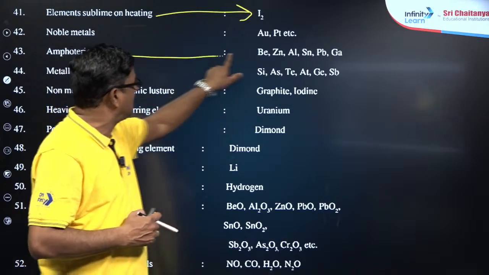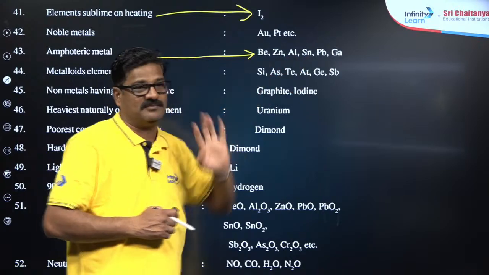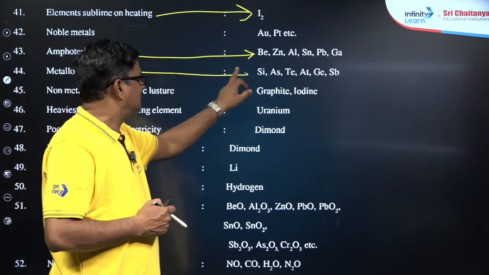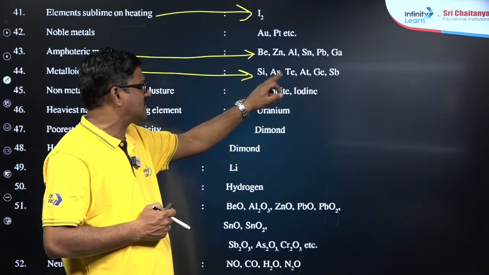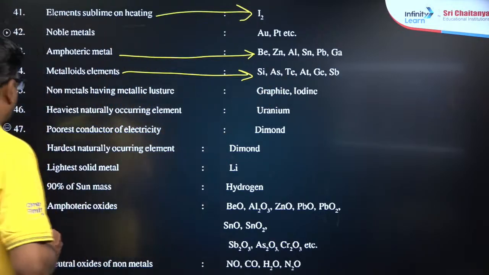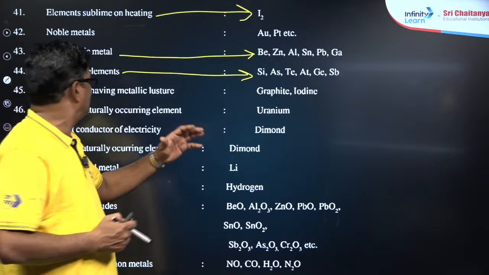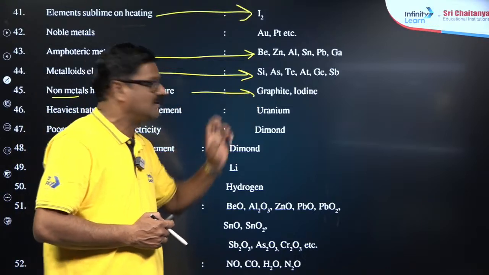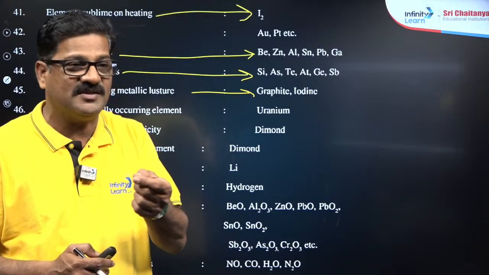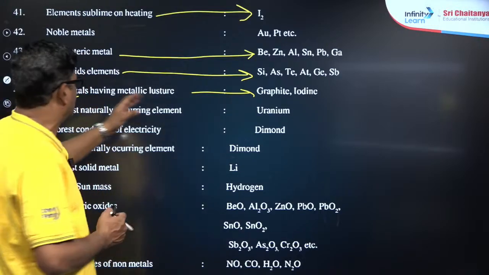This will be useful for you. Beryllium, zinc, aluminium, tin, lead, gallium. And metalloids: silicon, arsenic, tellurium, astatine, germanium and tin. And non-metals having a metallic luster: graphite and iodine. Graphite is the pencil lead, you just see it appears like a metal, but it is a non-metal, right? And the heaviest naturally occurring element, uranium.